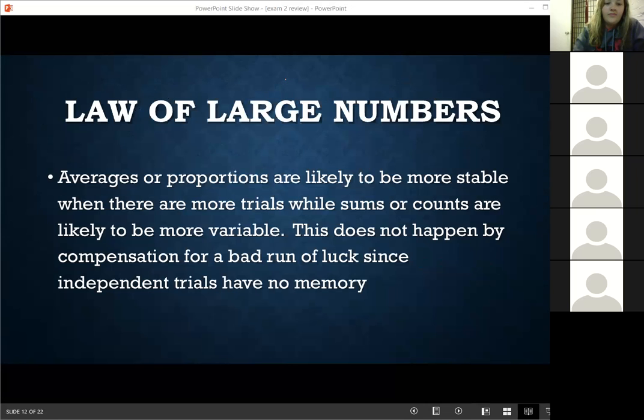And then this disclaimer at the bottom is just saying that you're not getting these stable proportions because we had a bad run of luck. If you're doing all these different trials, they're independent of each other. It has no memory, so one doesn't affect the other. So that's the main idea of that.